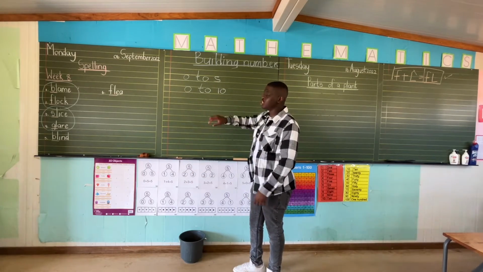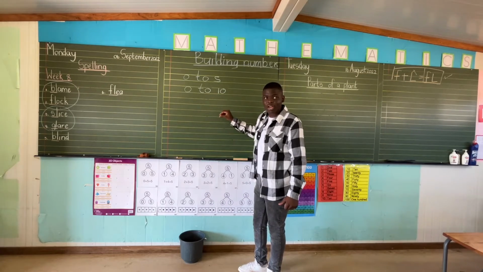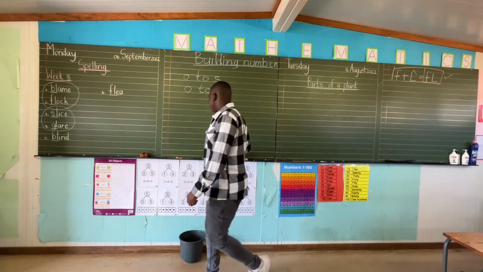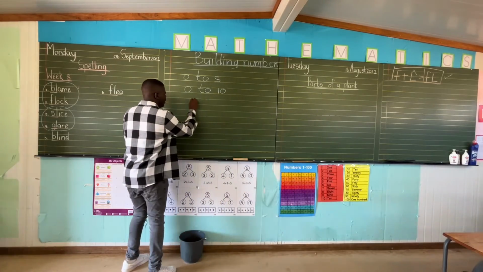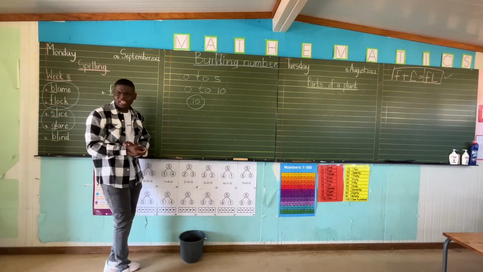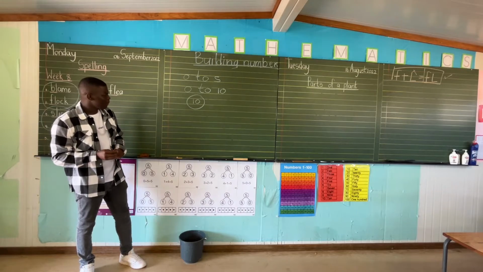So now we're going to break down 10. We're going to make it smaller. Use smaller numbers to get 10. So here we have our nice 10.